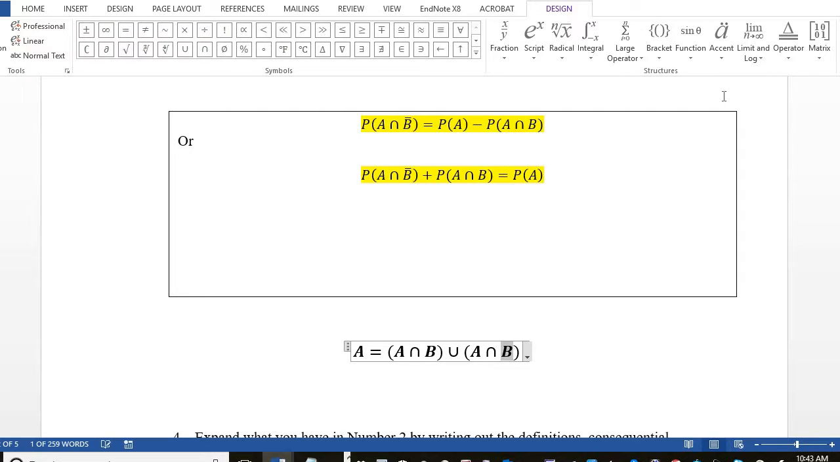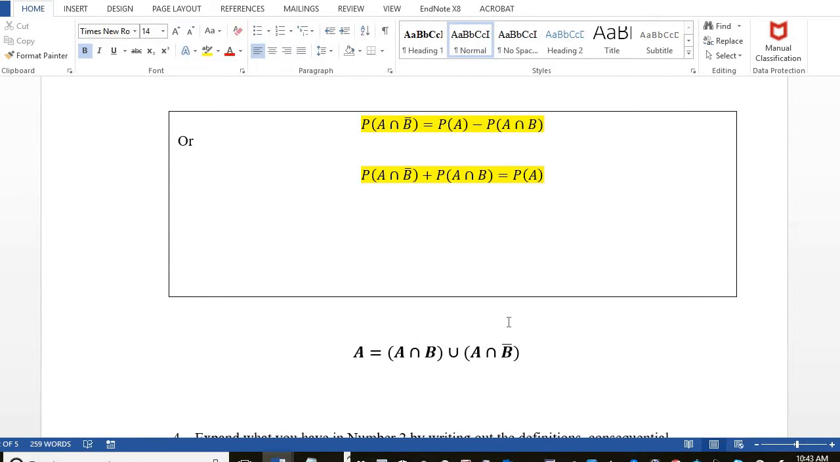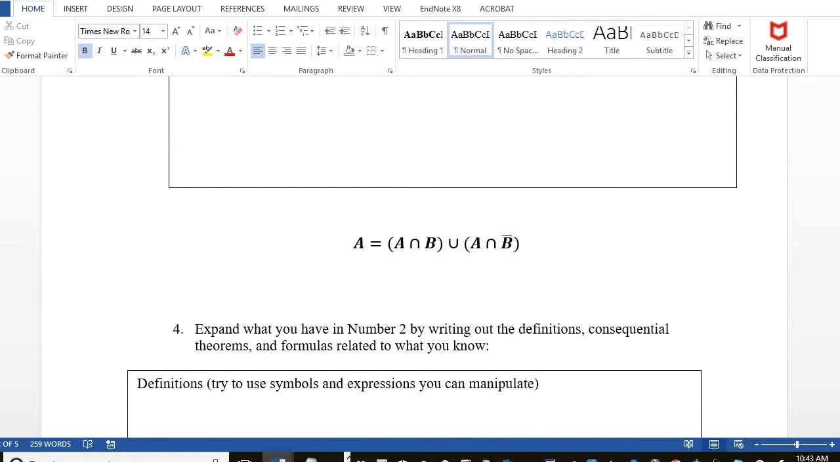Because if that was true, and if these two sets were disjoint, then I can just apply property 3, right? And it turns out, if you draw a Venn diagram, it is true. So I'm going to draw it on your piece of paper.